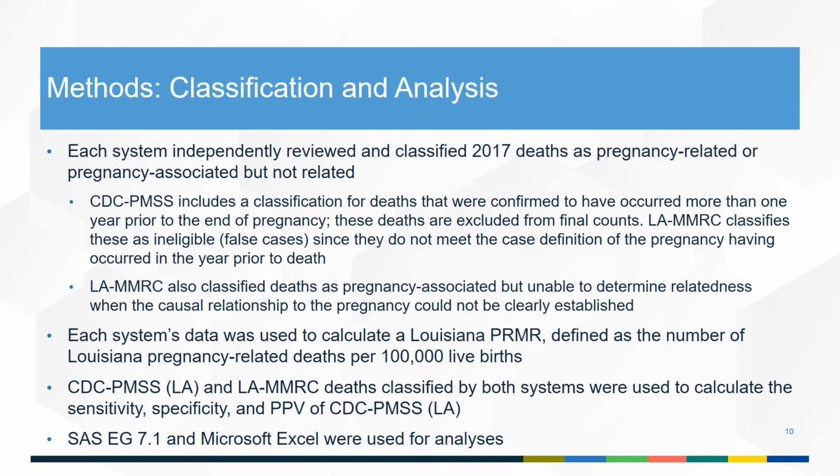The pregnancy-related mortality ratio was calculated based on the classification from each respective system of the number of deaths that occurred during or within 1 year of the end of pregnancy that were classified as pregnancy-related, expressed per 100,000 live births. Only records that were classified by both systems were included in the validity analysis.